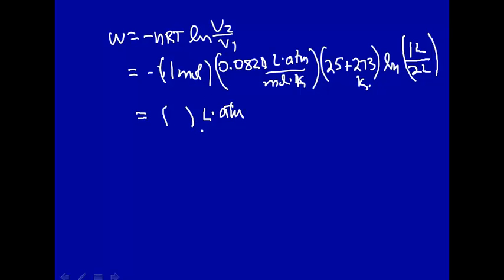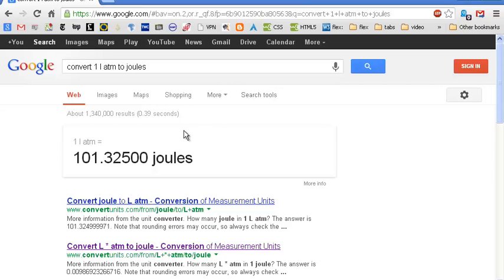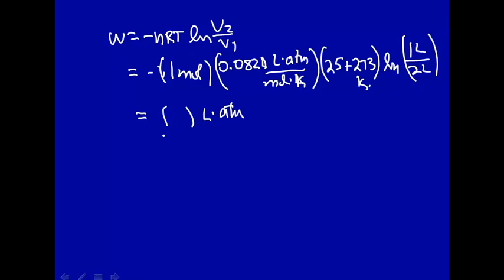We can avoid that conversion like we did before, going from liter atmosphere to joule. Remember, Google said that 1 liter atmosphere is 101 joule. We use that as a conversion factor if we want, but here's a better way. Let's use a different value of the gas constant. So 1 mole, let's use 8.314 joule per mole Kelvin.